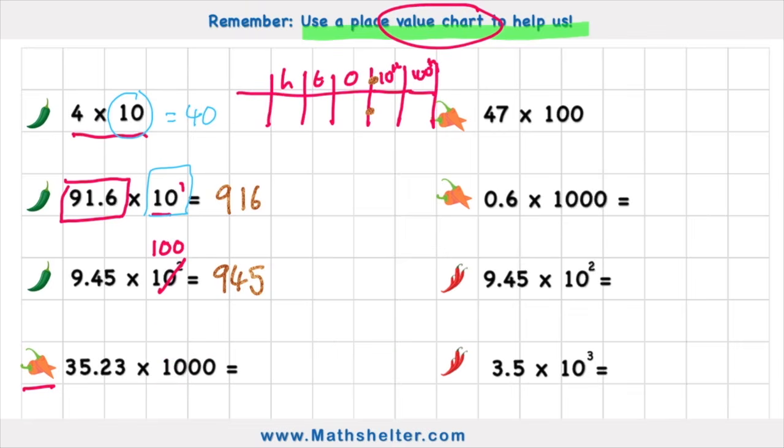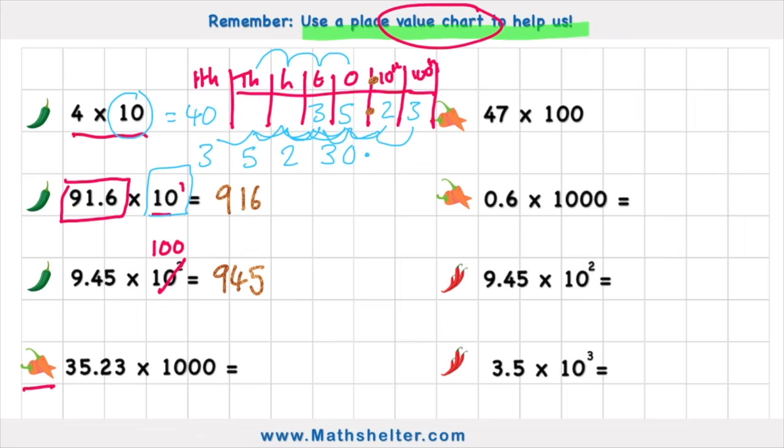So let's put my digits in place. 35.23. Multiplying by 1,000 is going to mean that I'm going 1, 2, 3 jumps. So I'm actually going to need a thousandths column and a 10,000. Running out of space a little bit here, but I'm sure we can make it work. 3 goes 1, 2, 3. My 5 goes 1, 2, 3. My 2, 1, 2, 3. And my 3, 1, 2, 3. Now in this case, I'm going to need my placeholder before the decimal, so my answer is 35,230.